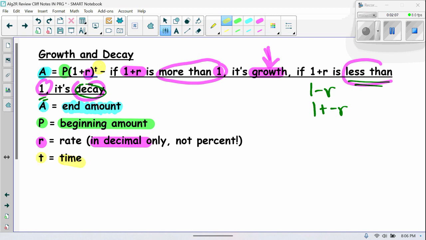And last but not least is this t here, and t is some unit of time. Out of those 4 things that I have highlighted there, in the blue, green, purple, and yellow, they'll give you 3 of the 4, and you've got to figure out the 4th one. And it's not that difficult.